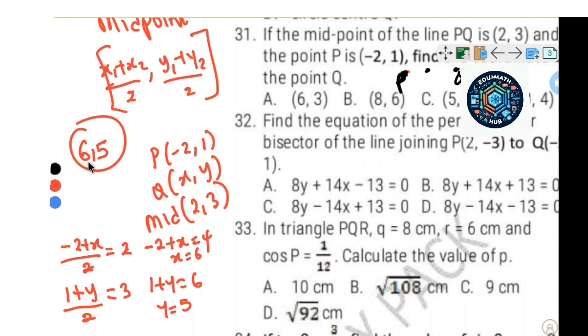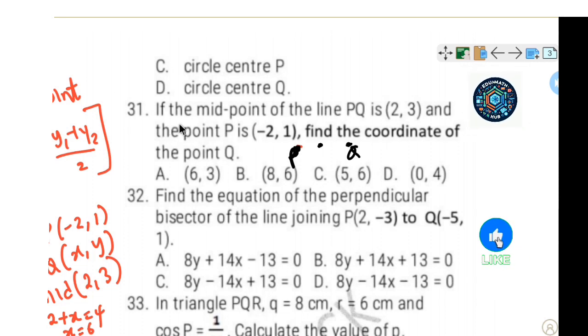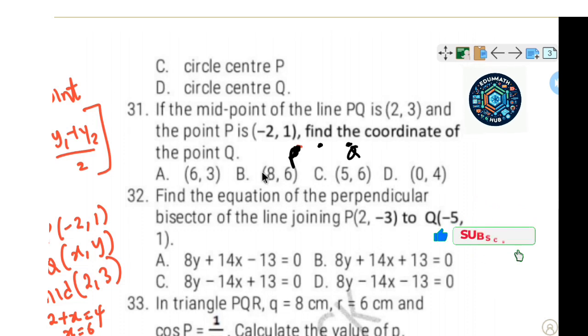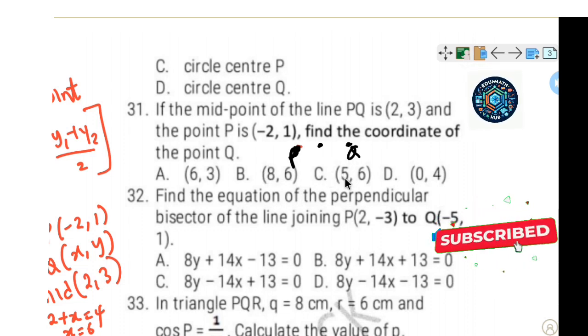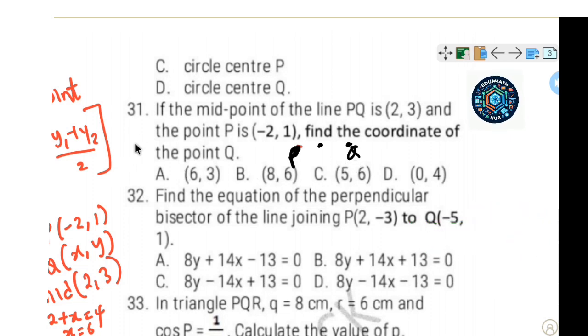You have to write the 6 first because 6 is the x coordinate. Okay, so 6, 5. So check the option there. You can see that it's not there. It's not in the option. So this question does not have a correct answer. There's no solution there. It's supposed to be 6, 5. Perhaps this is what they wanted to write here, 6, 5, and they mistakenly wrote 5, 6. So let's just leave that. Now we move to number 32.